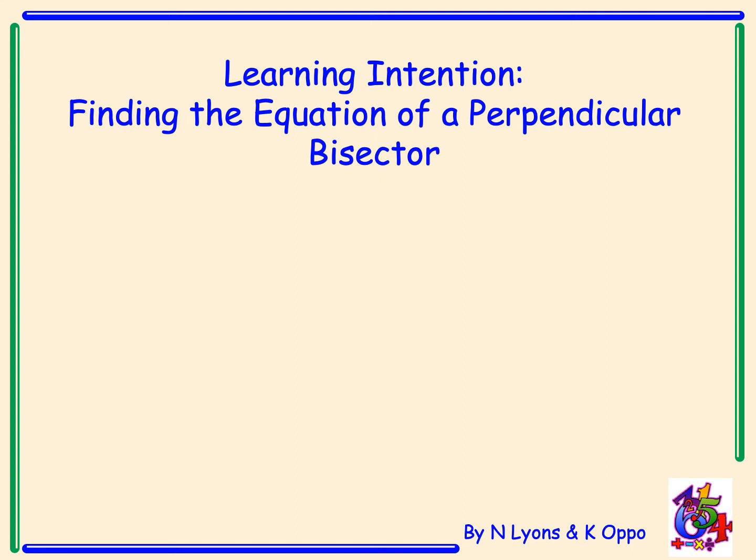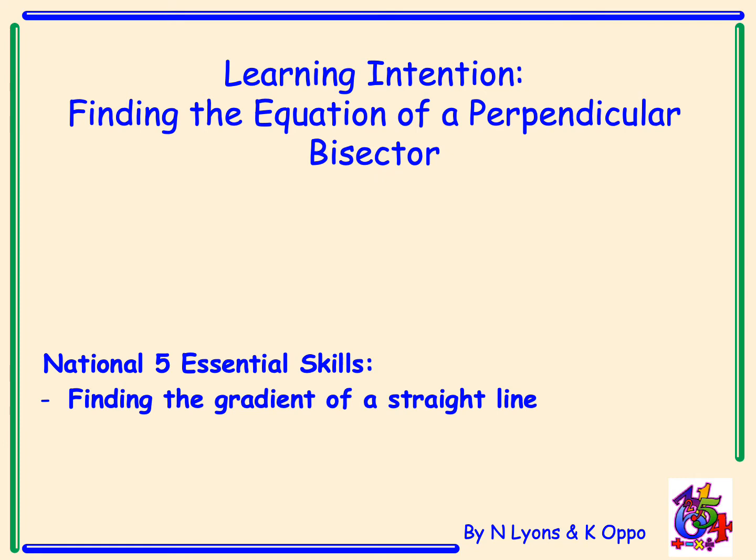We are going to be finding the equation of a perpendicular bisector. The essential skills from National 5 are finding the gradient of a straight line and rearranging an equation.